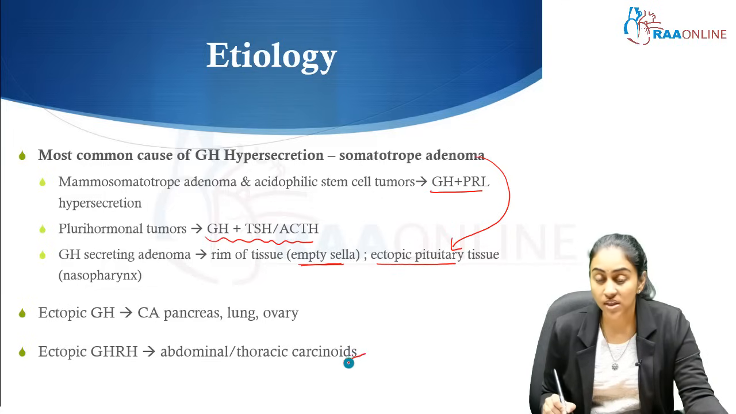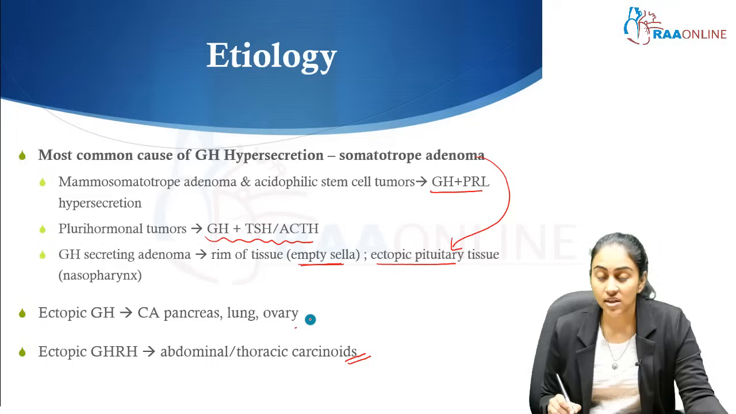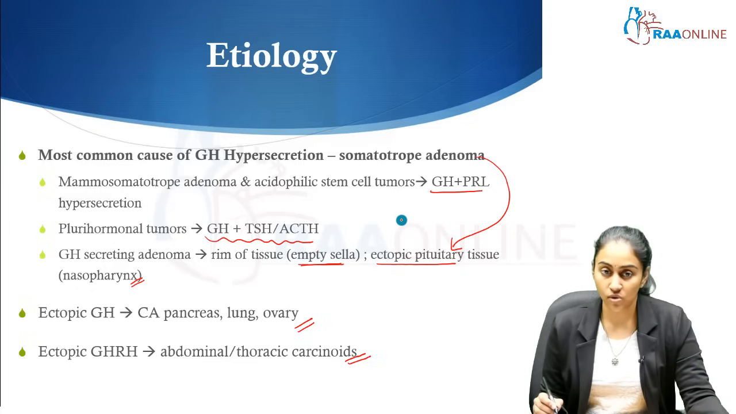All these carcinoids can present with ectopic GHRH secretion. CA pancreas, lungs and ovary can present with ectopic GH secretion. Sometimes in the nasopharynx there may be a rim of ectopic pituitary tissue from which this somatotrope adenoma can arise. So, keep all this in mind. But the most common cause is a pituitary somatotrope adenoma.